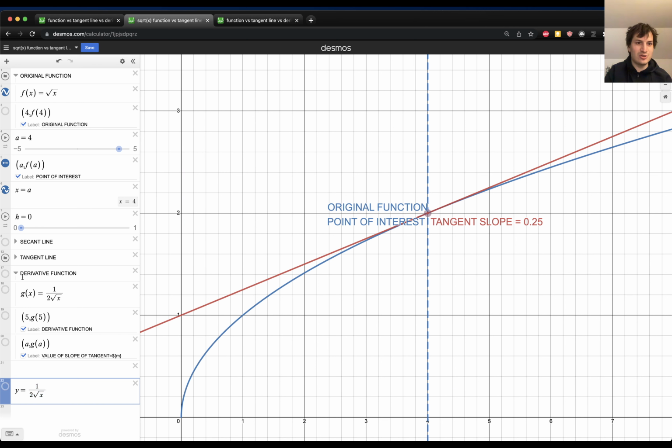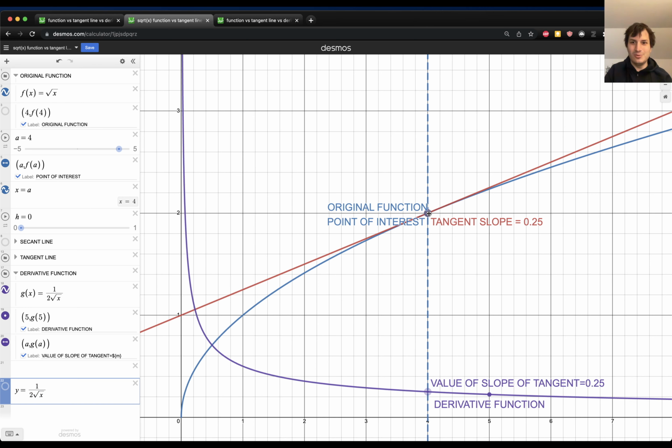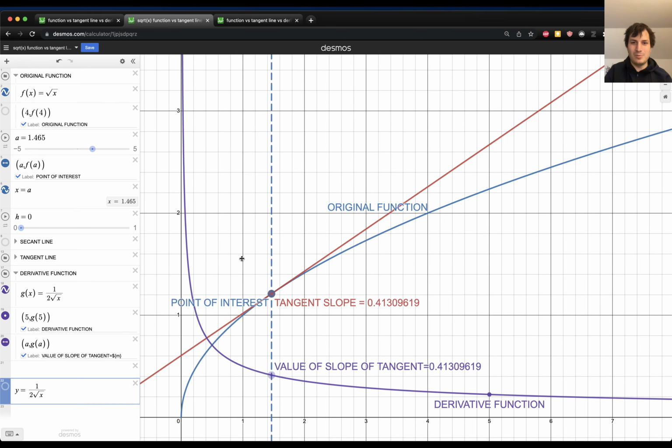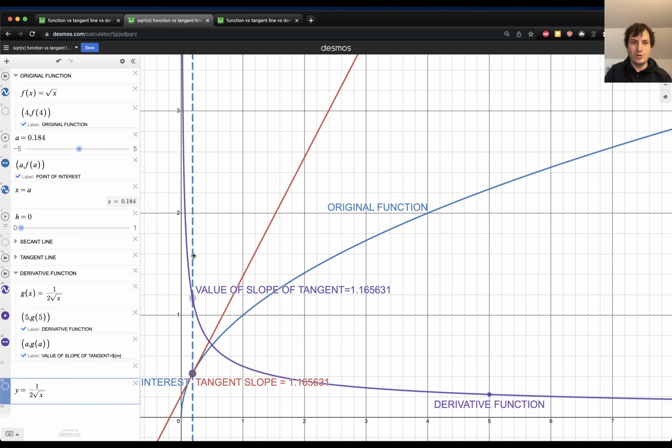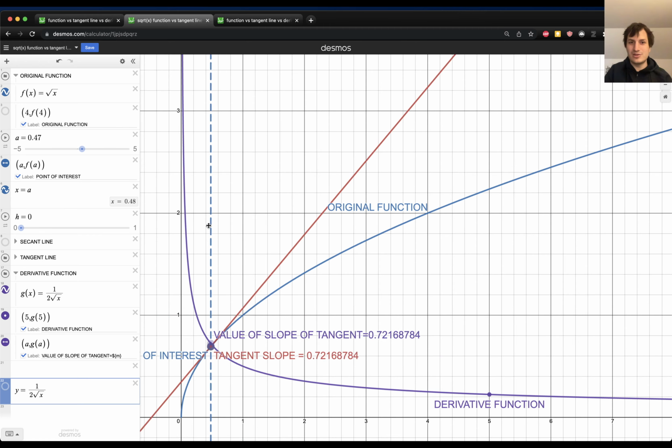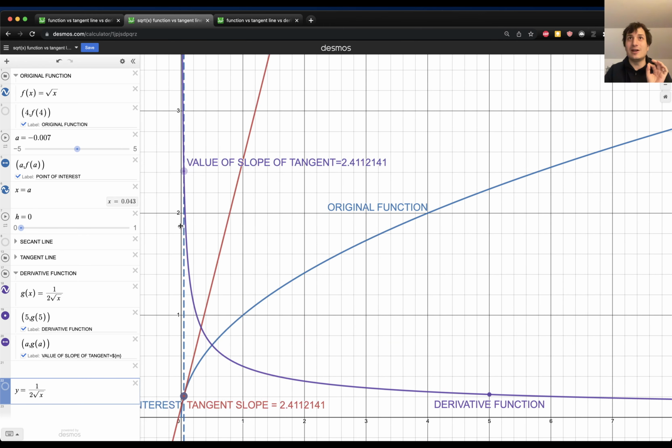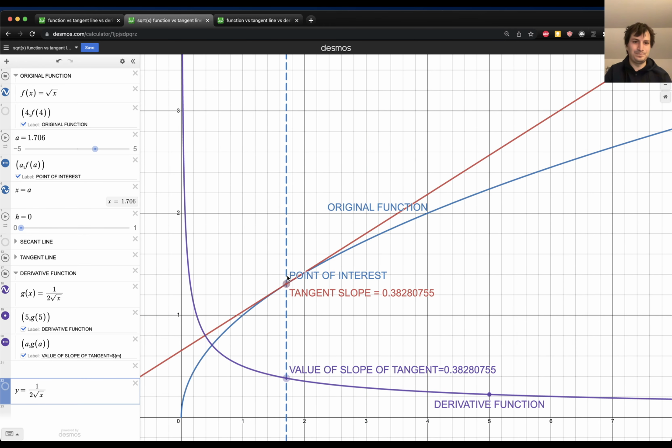And in fact, if you just turn on derivative function, you will get the whole purple line exactly as we had it. It's the function 1 over 2 square root of x. And the values of that purple function tell you the slope of the tangent line at any point, no matter what. Okay.